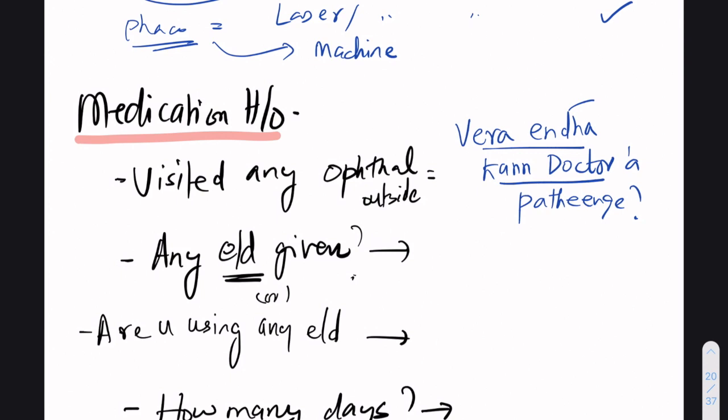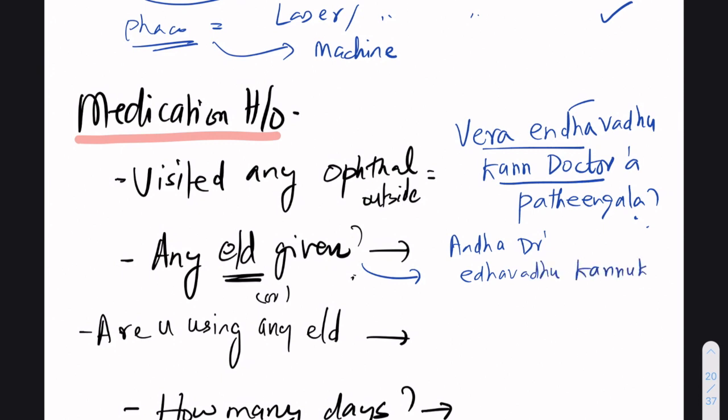You can ask this if you want to ask about any previous history. இல்ல வேற ஏதாவது கண் டாக்டரை பார்த்தீங்களா. A better way to ask is வேற ஏதாவது கண் டாக்டரை பார்த்தீங்களா. Any eye drops given? Did that doctor give you any eye drops? அந்த டாக்டர் ஏதாவது கண்ணுக்கு. கண்ணுக்கு means for eye, மருந்து is medicine.